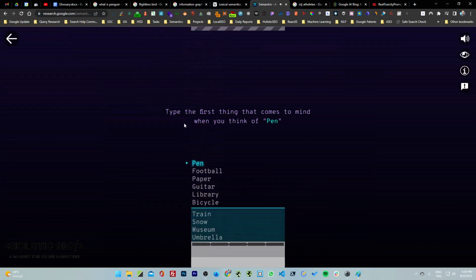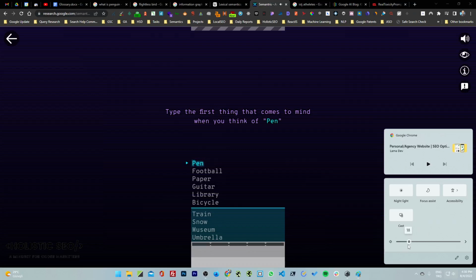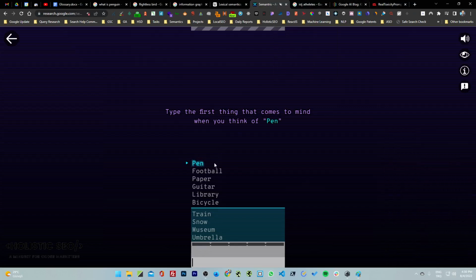Basically, we have words here. It says, type the first thing that comes to mind when you think of pen. When you think about the pen, what else? The paper is very close there, right? It's directly there. And when you look at the paper, it might be book. When you look at the book, it might be, let's say, the library. When you look at the library, it might also be related to museum. When you create all these semantic relevances between these things, you will be able to understand the search engine a little better.